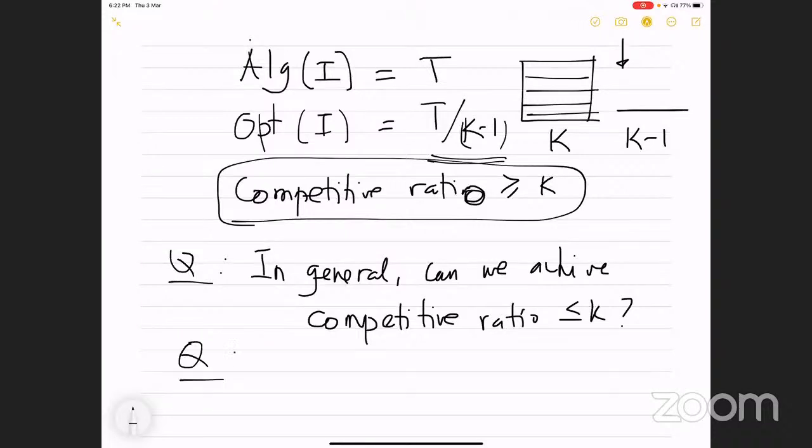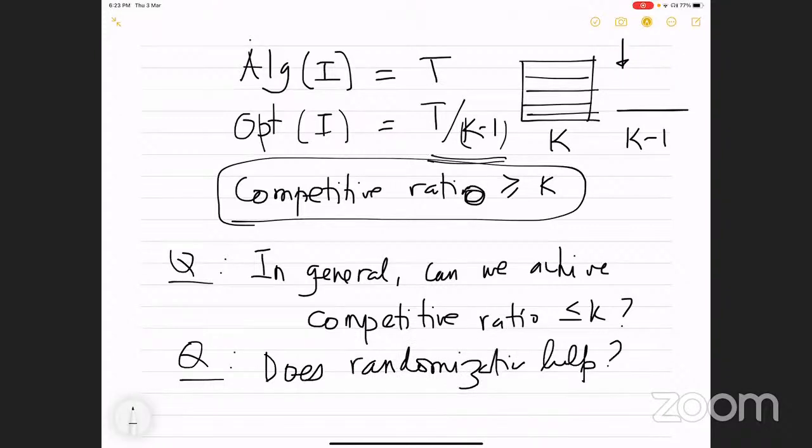The second question that we want to ask is, does randomization help? Right now the algorithm A is a deterministic algorithm, but can I do better if I am allowed to toss coins? Because then the adversary will not exactly know how my algorithm is going to behave. Of course, if I use randomization, I have to define what is the meaning of competitive ratio, which I will do in a minute.